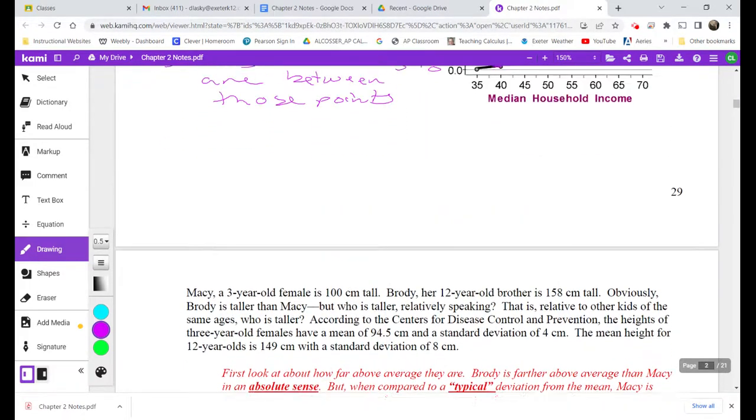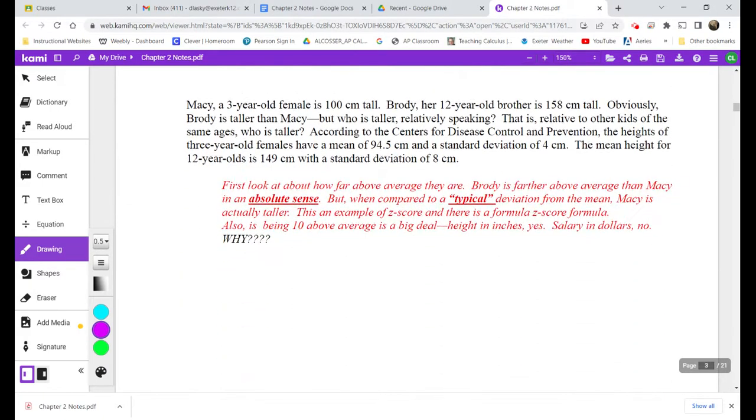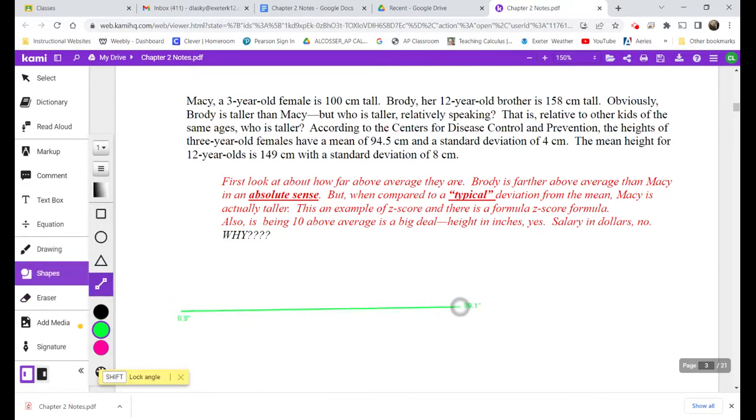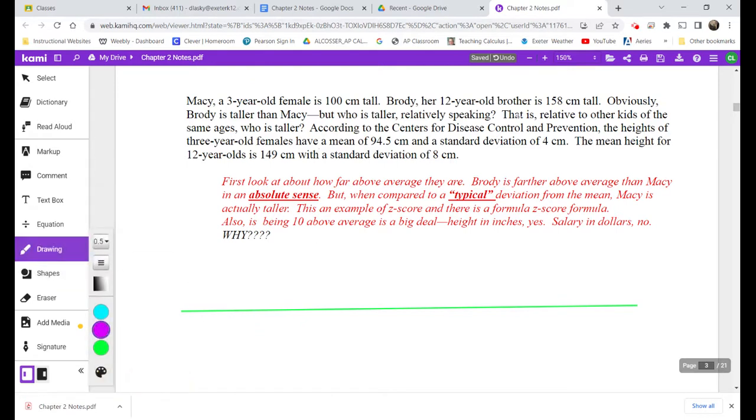All right, so here we go. We're diving in, guys. So let's look at this here. I'm going to draw a straight line here, just because I can. So let's talk about this. We're going to call this the heights of 3-year-old females. Let me do this color here for the females. Females is 94.5, right? And Macy is 100. So let's just call this over here 100.